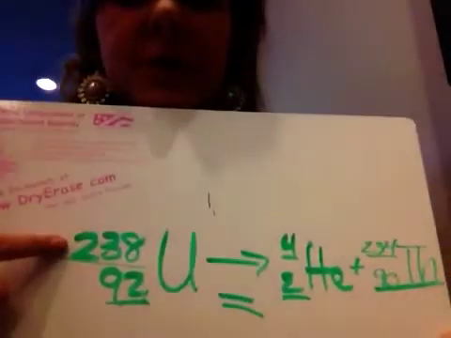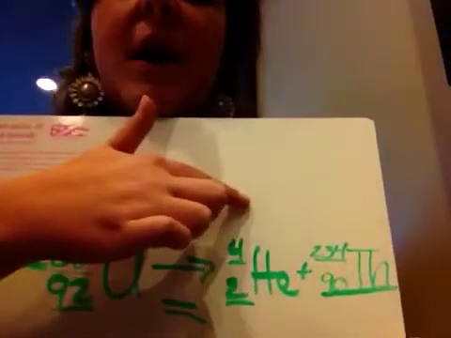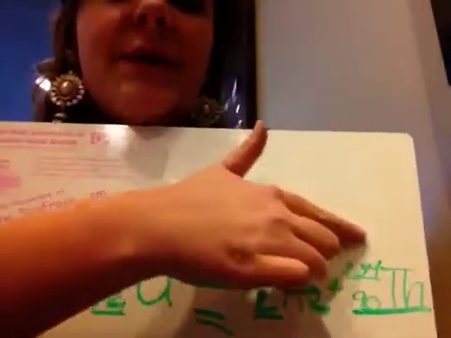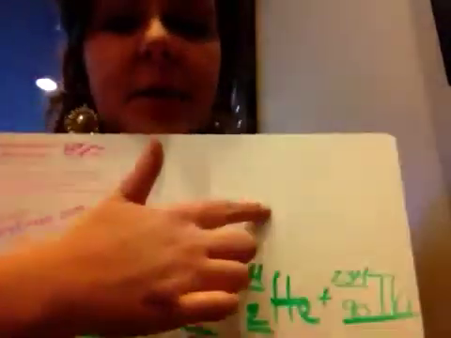On this side of the reaction, I have 238 for my mass number. On this side of the reaction, I have 4 and 234, which gives me 238. So that means that this side of the reaction in terms of mass number is balanced. So that's how we do an alpha decay.